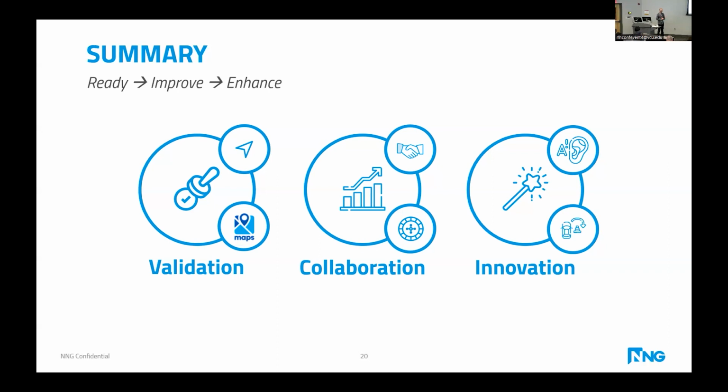So there is room for improvement, but even in this form, as we experienced, OSM is a very good option for navigation, and this way we can recommend it to anyone who would like to use it as a solution. So thank you very much.